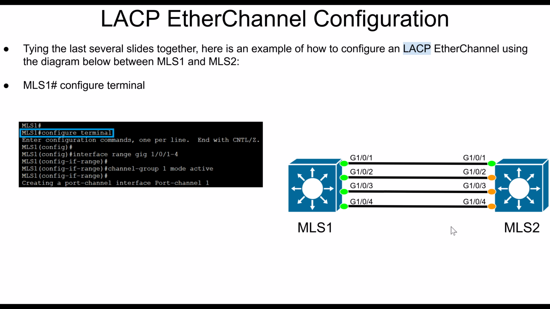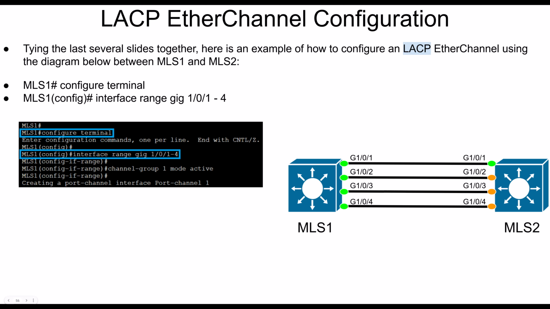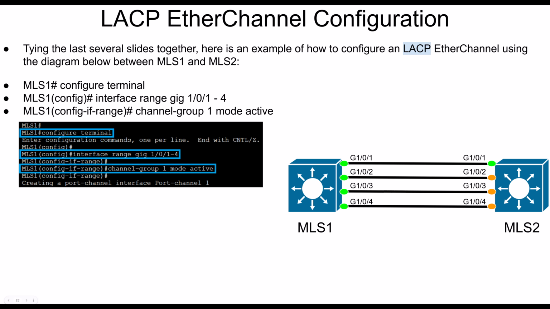So on MLS1, configure terminal. Interface range gig 1/0/1 to 4. Channel-group 1 mode active. So what is that going to do? Channel-group 1 tells us we're going to create a port channel interface called Port-channel 1. The active keyword right here tells us that we are going to form an LACP EtherChannel in that bundle.